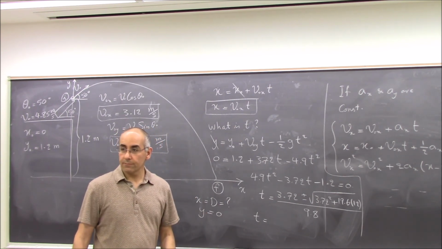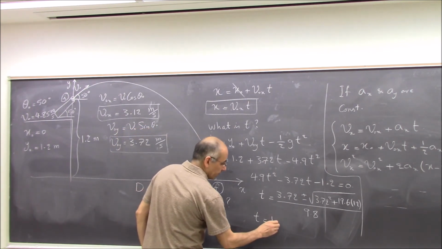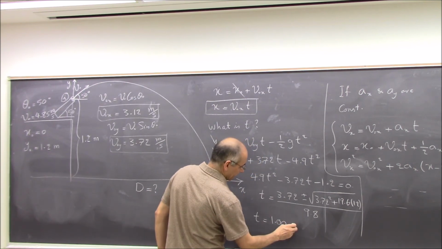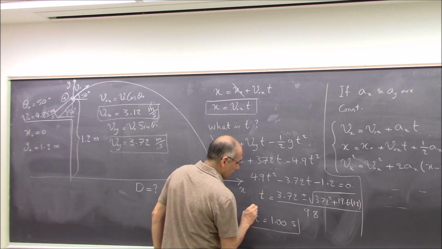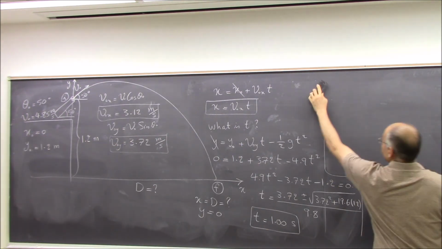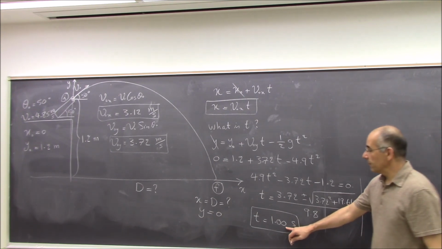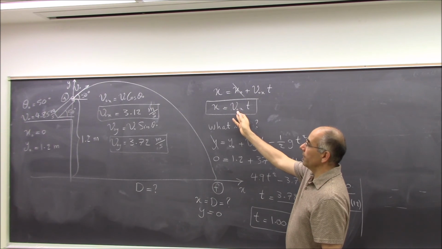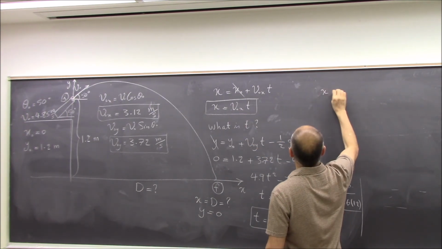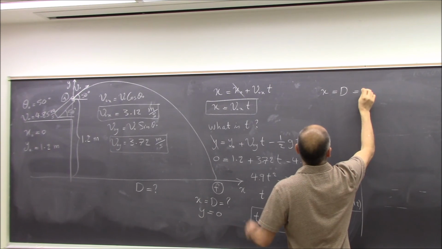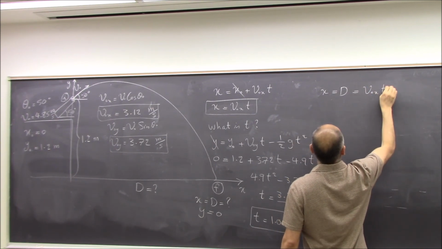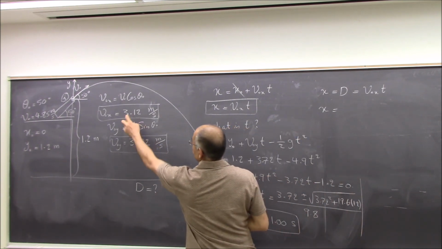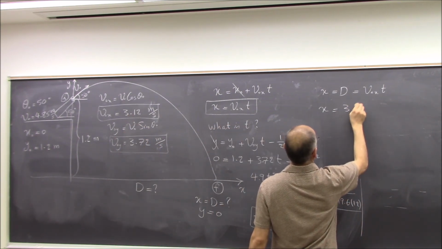Everyone did the same? 1.00 seconds. That's very coincidental. And now that you have the time, you can go back to the x direction. X, which is d, equals v naught x times t. So x becomes 1 second times v naught x, which is 3.12. So 3.12 meters.